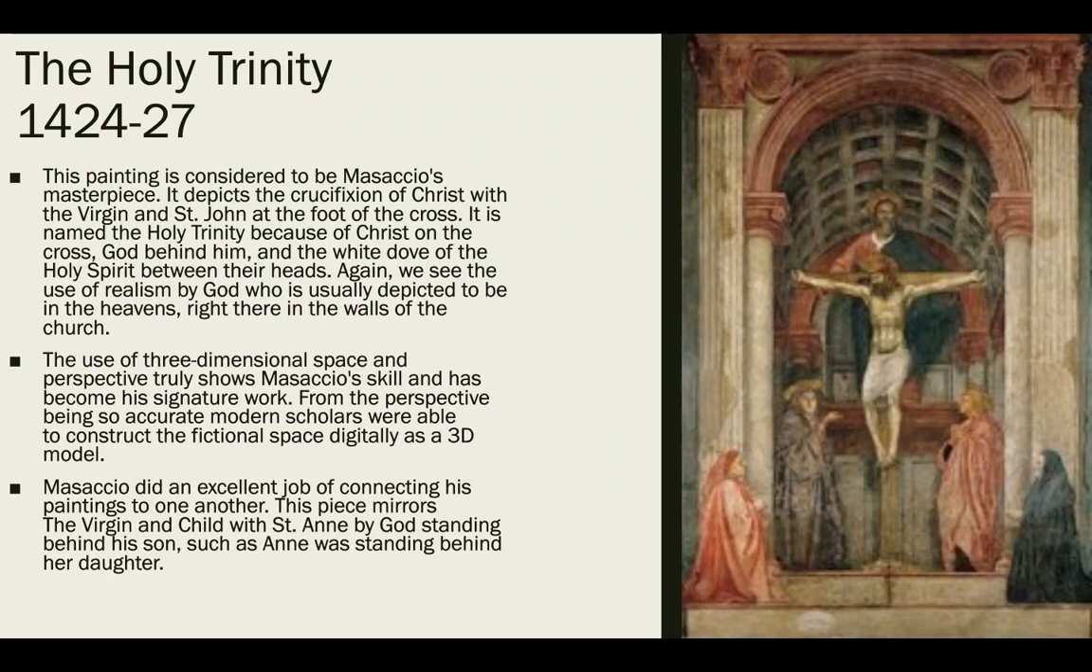The last of his works that we will cover is the Holy Trinity, which is dated to 1424 to 27. This painting is considered to be Masaccio's masterpiece. It depicts the crucifixion of Christ with the Virgin and Saint John at the foot of the cross. It is named the Holy Trinity because of Christ on the cross, God behind him, and the white dove of the Holy Spirit that hovers between their heads.